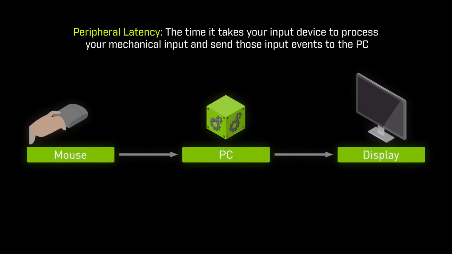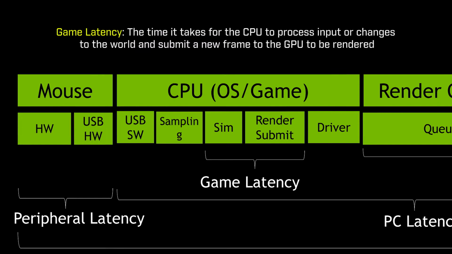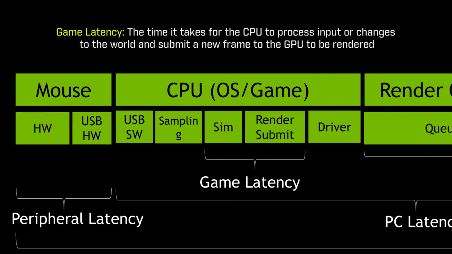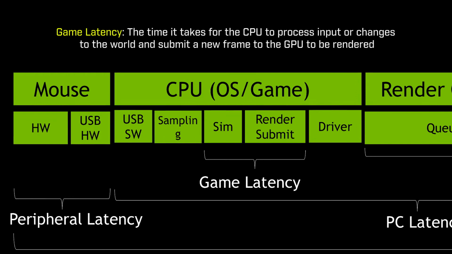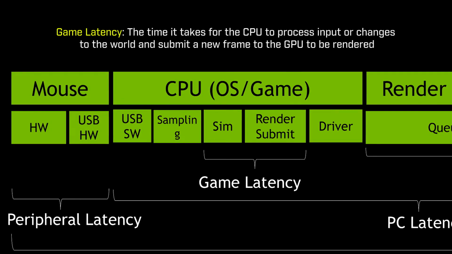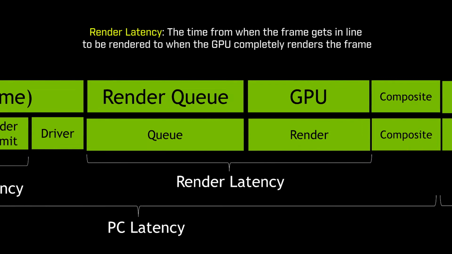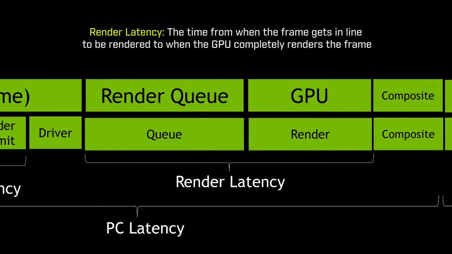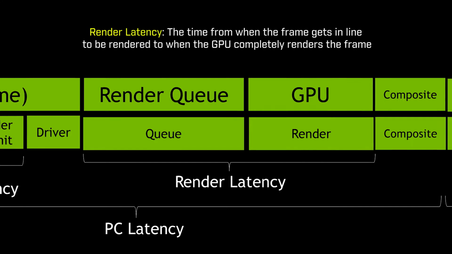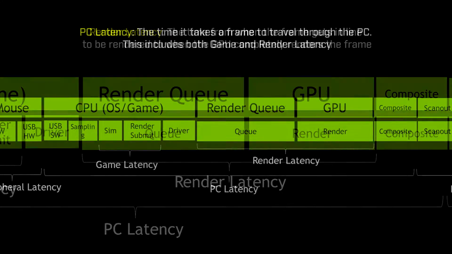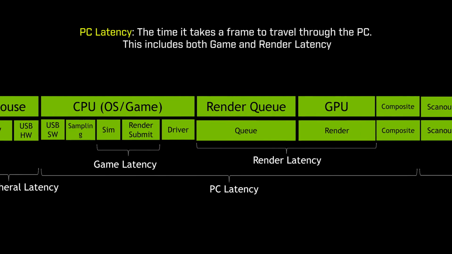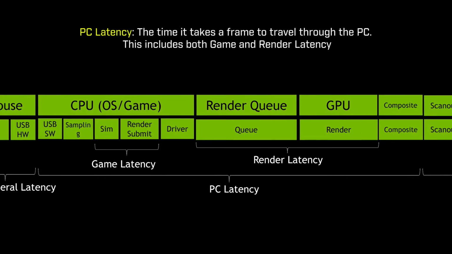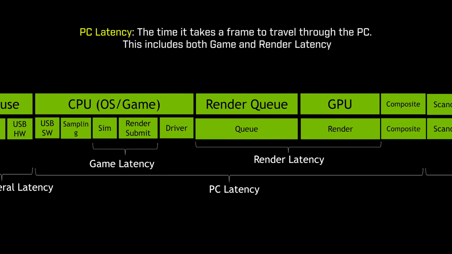Peripheral latency is the time it takes your input device, like your mouse or keyboard, to process your mechanical input and send those input events to the PC. Game latency is the time it takes for the CPU to process input or changes to the world and submit a new frame to the GPU to be rendered. Render latency is the time from when the frame gets in line to be rendered to when the GPU completely renders the frame. PC latency is the time it takes a frame to travel through the PC. This includes both game and render latency.